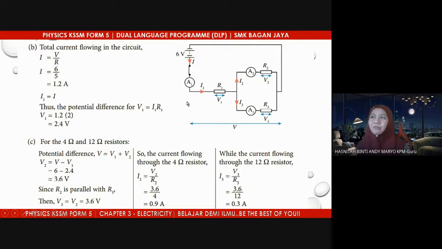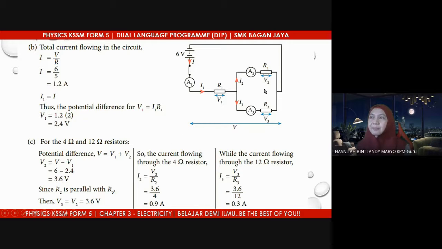Okay. So how to find the potential difference across R1? So again, we use the formula for Ohm's law. V equal IR. So the current flow in resistor R1 is 1.2 ampere and it has a resistance of 2 ohm. So which means the voltage here is 2.4 volt. Okay, 2.4 volt. And we do the same thing for 4 ohm and R3. Find the potential difference in each. Okay, so this is how to find the potential difference.